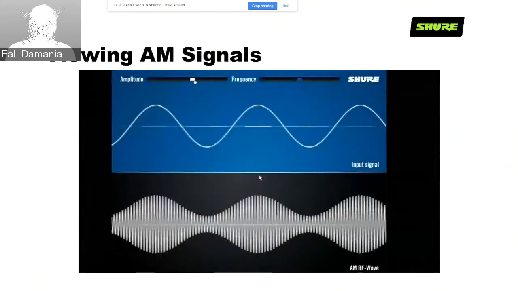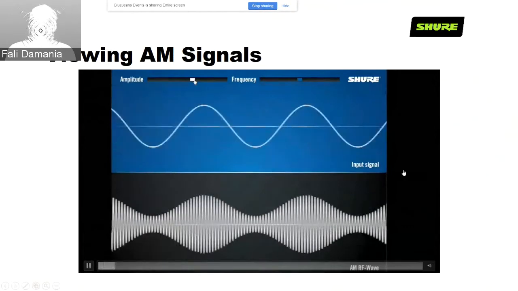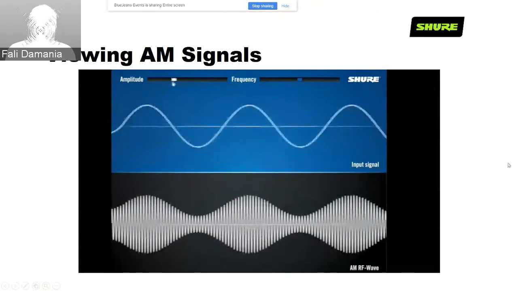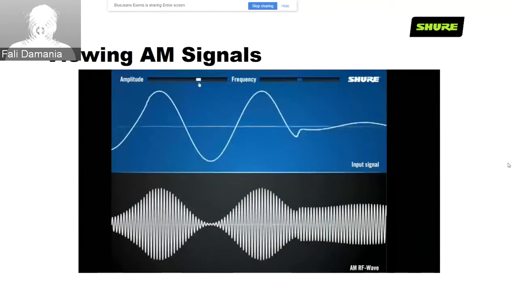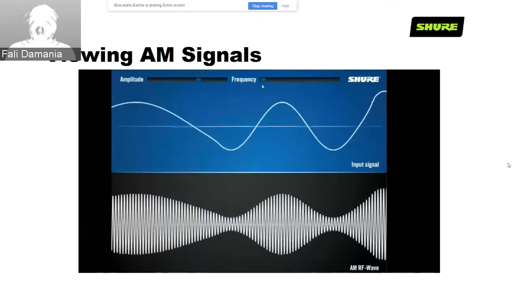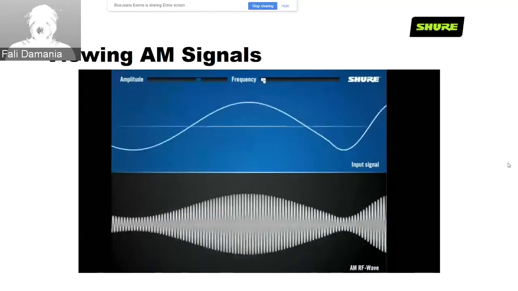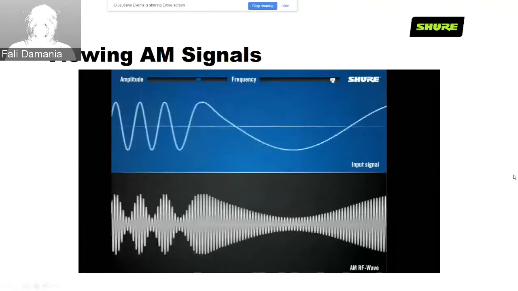Here's a small video that actually shows you what amplitude modulation does. So, as you can see here, at the top is your input signal, and at the bottom is the amplitude modulated RF wave. As you see the input signal reducing or increasing in amplitude, that also changes the modulation of the RF carrier.